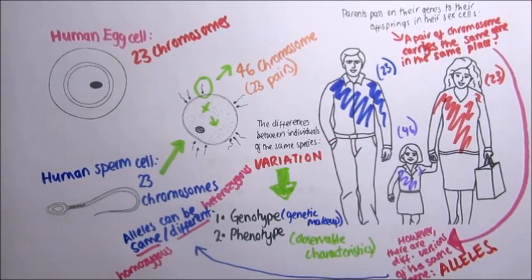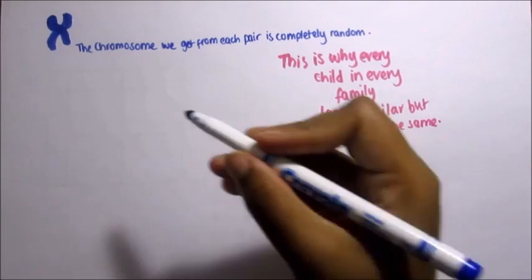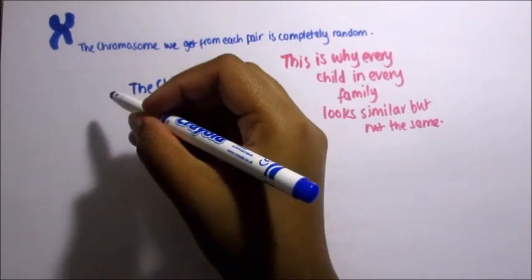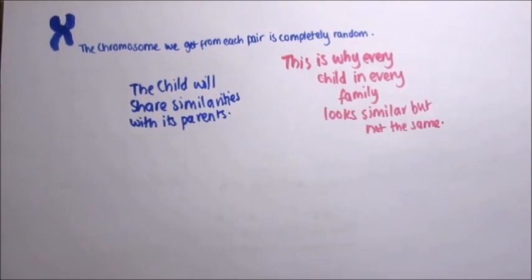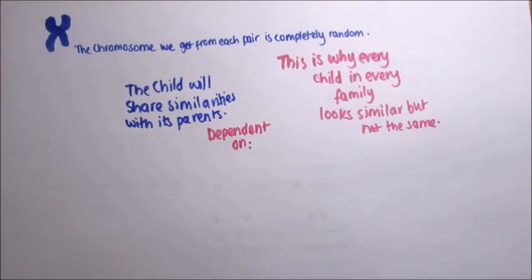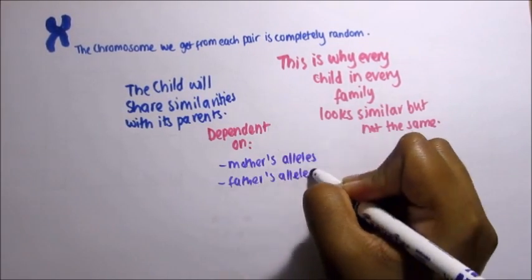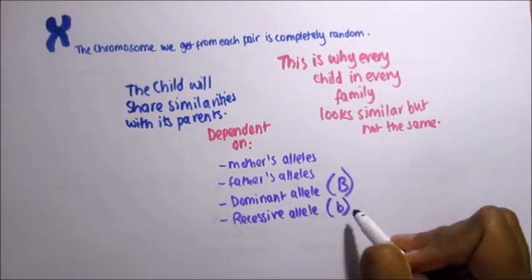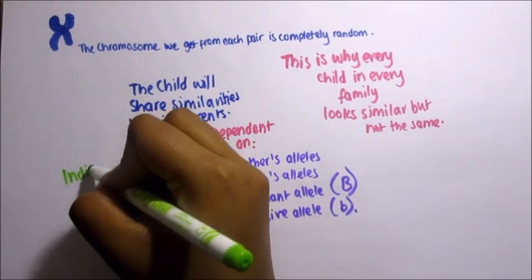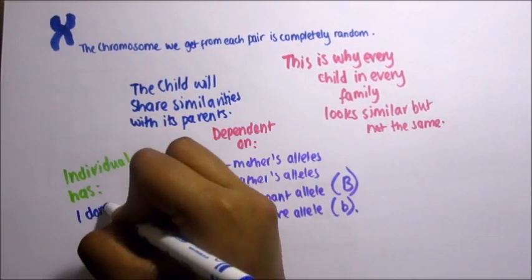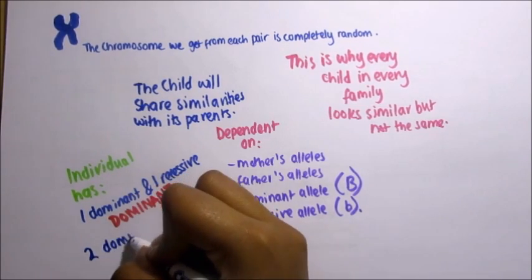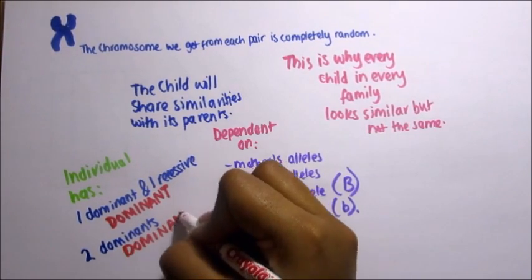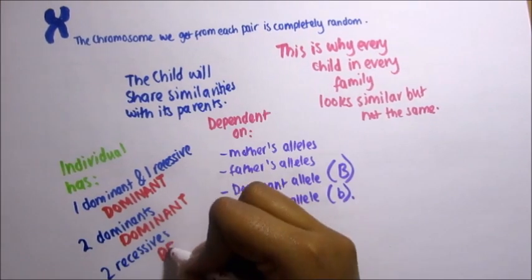The chromosome we get from each pair is completely random, and that is why every child in every family looks similar but not the same. The child will share similarities with its parents, which are dependent on their mother's alleles, their father's alleles, and whether those alleles are dominant or recessive. If an individual has one dominant and one recessive allele, they will show the dominant trait. If an individual has two dominant alleles, they will show the dominant trait. Whereas if they have two recessives, they will show the recessive trait.